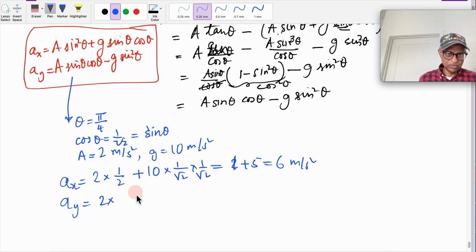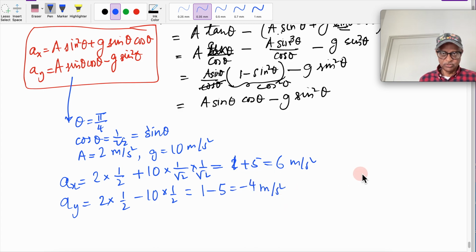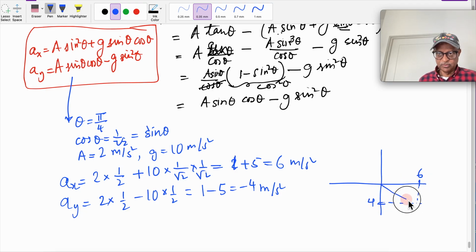1 over square root 2, that's also half, minus 10, that's also half. So 1 minus 5 equals minus 4 meter per second square. So if you were to plot, it will be 6 here and 4 here. So in space, with respect to this coordinate, this is where the acceleration will be pointed.